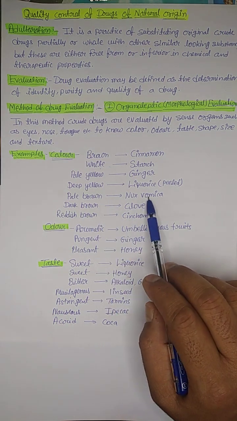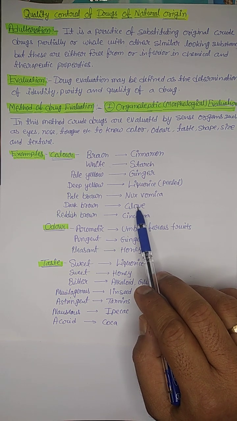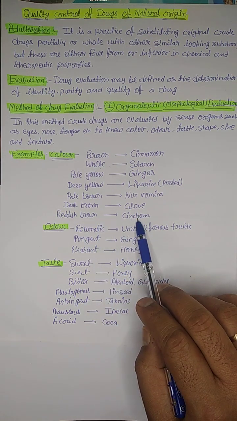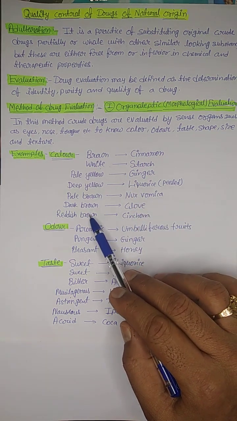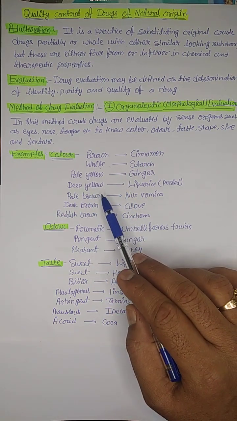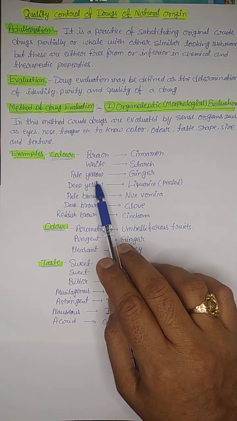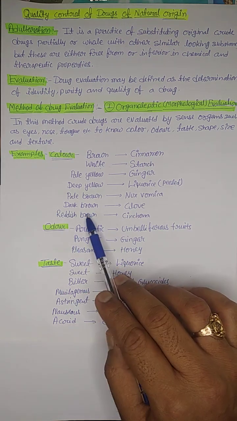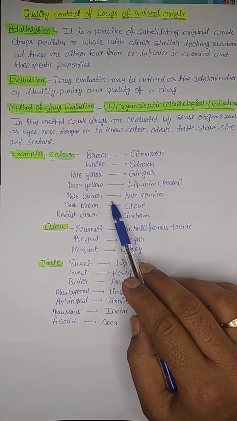Then deep brown we have nux vomica. Dark brown, clove, right? Clove, that flower buds, will have dark brown, reddish brown cinchona, right? So in this way you will be able to remember it easily. That's what I have designed in such a way. The sequence has been made so that it will be easy to remember: yellow on one side, and then brown, pale brown, dark brown, reddish brown, next clove, cinchona. So it will be easy for you to remember in the exam.